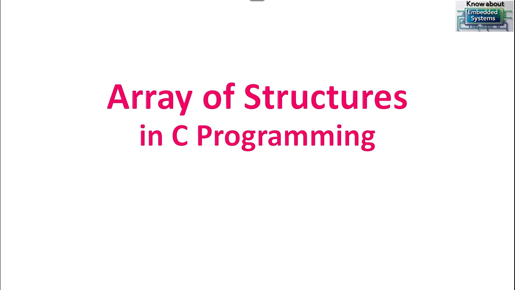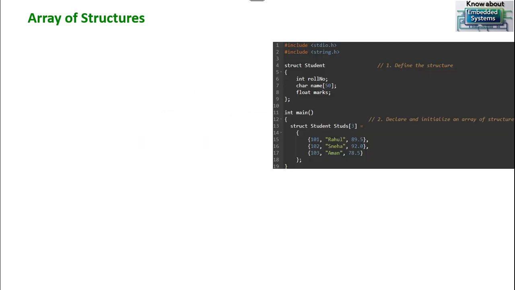Let us start the video: array of structures. So what do you mean by array of structure? Array of structure is nothing but a collection of structure variables of the same type which are stored in a continuous memory location. Before understanding its definition, first we will understand one example here.